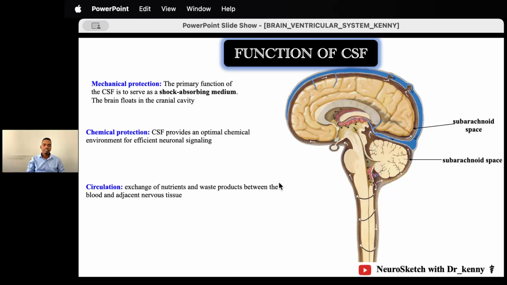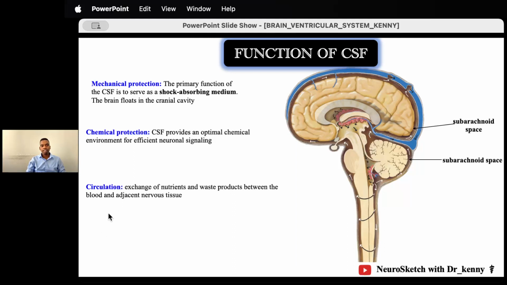But it also has a chemical function, and this CSF is providing a suitable chemical environment for neurotransmission. The transmission of nerve impulses is made possible because this CSF has got different ions that are important for propagation of action potentials, among other chemical functions within the brain.